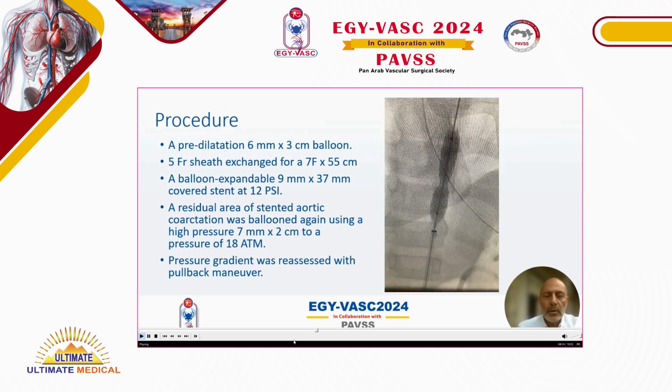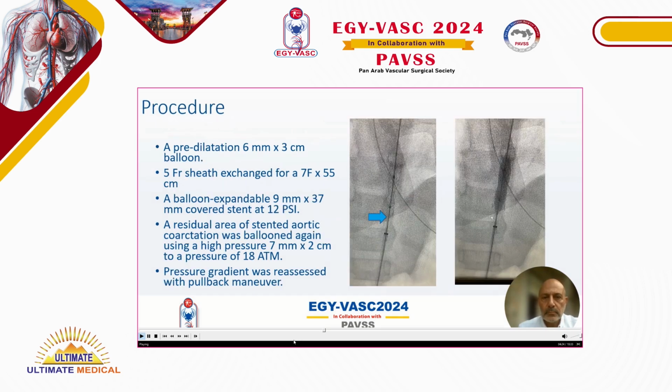With that in mind, the decision was made to redilate that small residual area in the middle of the lesion with a higher pressure balloon. For that purpose, a 7 by 2 millimeter balloon was used, inflated to about 18 atmospheres. Following completion, the pressure gradient was reassessed with a pullback maneuver.